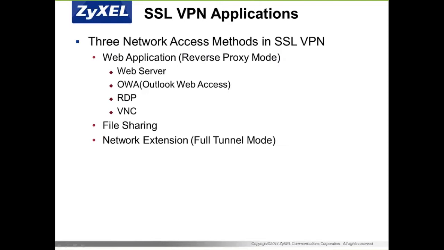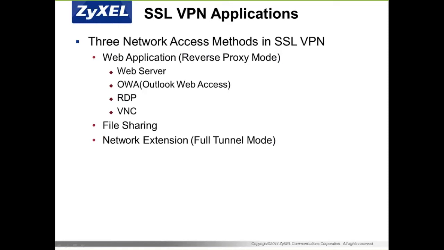In reverse proxy mode, the ZyWALL USG is a proxy that acts on behalf of the local network servers. As the final destination, the ZyWALL USG appears to be the server to the remote users. This provides an added layer of protection for your internal servers. There are three network access methods in SSL VPN: web applications, file sharing, and full tunnel mode.